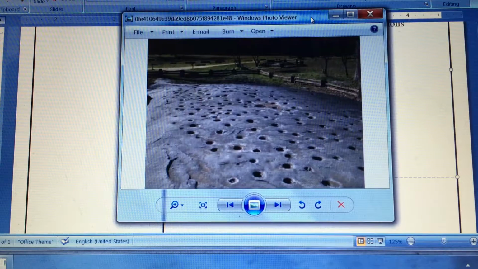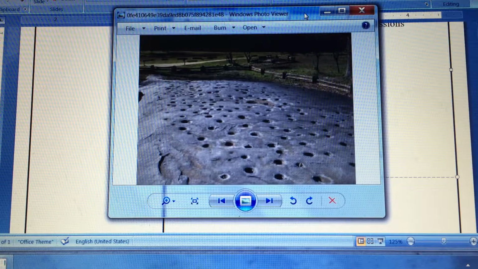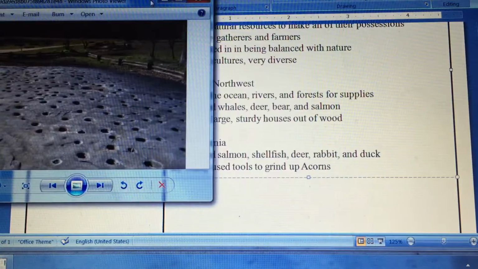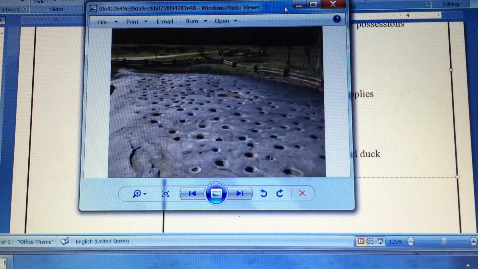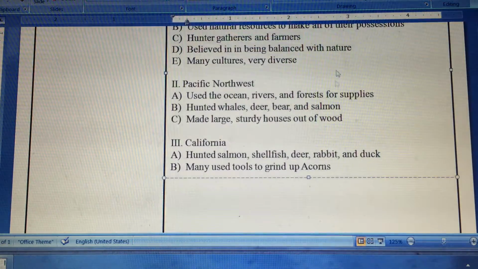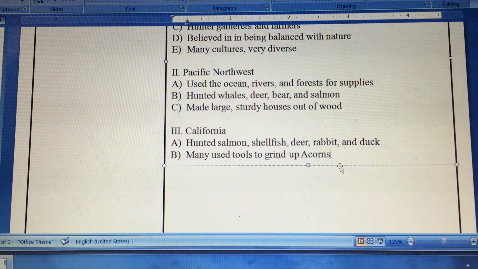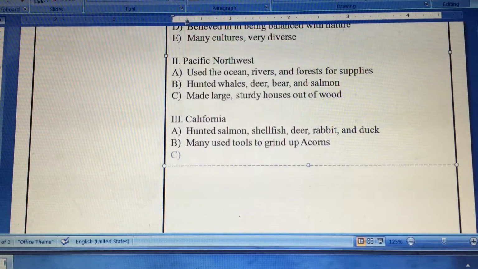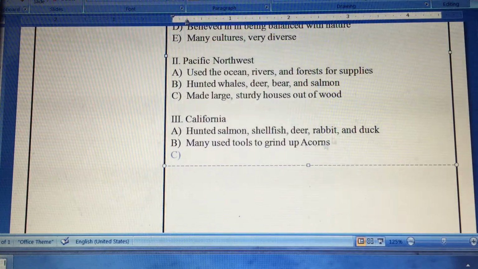So people at this time in California didn't eat all these sugary foods, and they had really, really nice teeth. But their teeth would be chipped because little rocks would break off and get into the acorns, and it would chip their teeth. So just something kind of interesting about California natives. But you gotta know this. They ate acorns. Alright, what else about California natives?